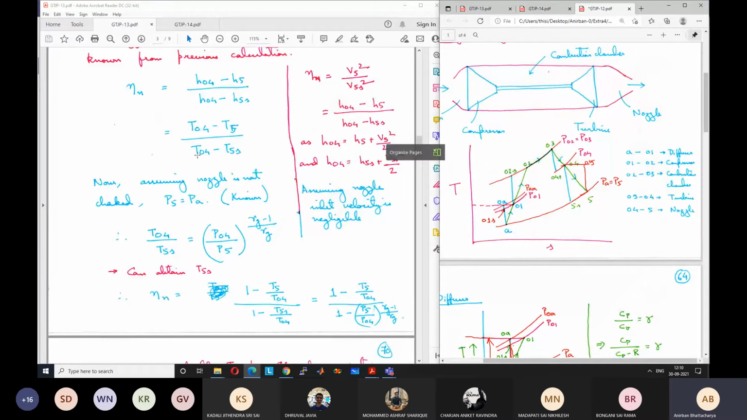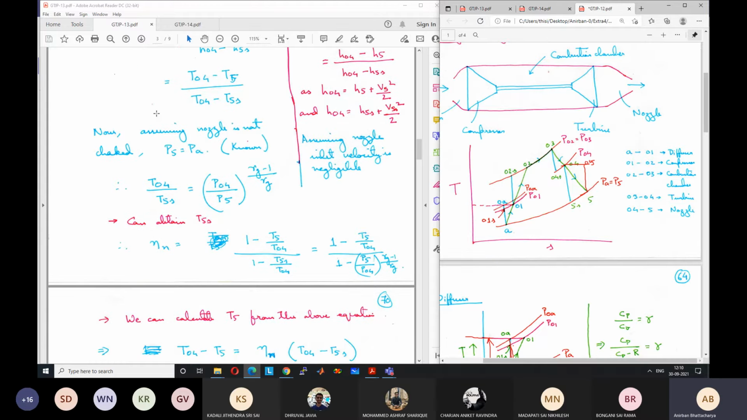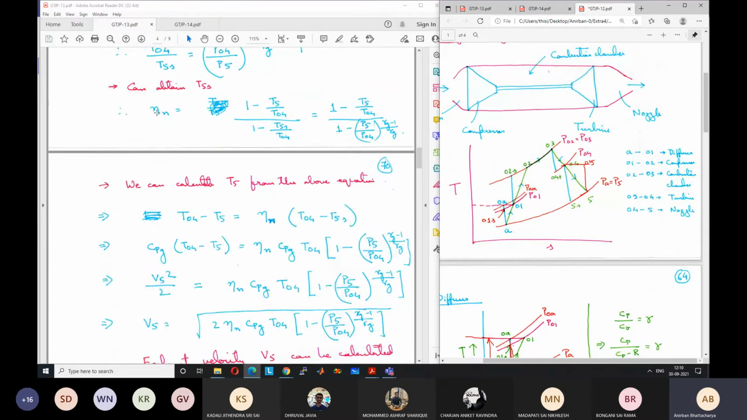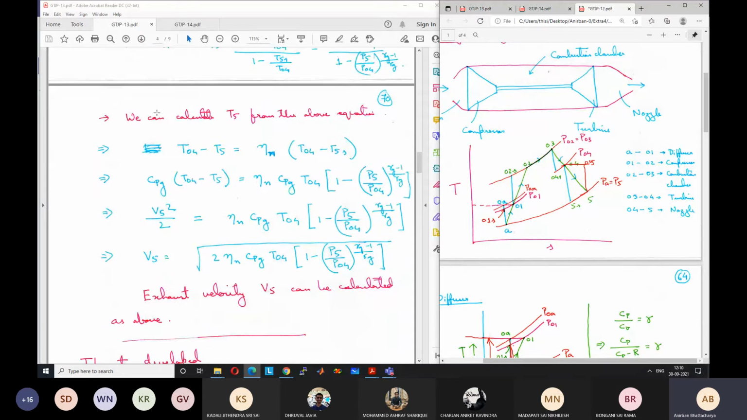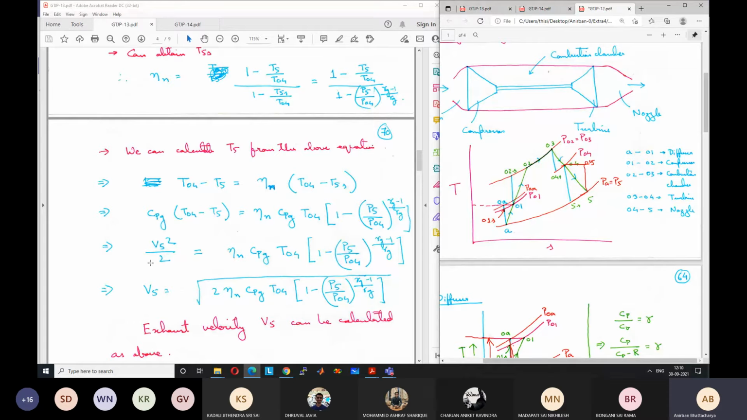Once T5 is known, we can find out the change in kinetic energy that is occurring in the nozzle. V5 square by 2, we had obtained a relation for that: V5 square by 2 is nothing but Cp of gas into (T04 minus T5), the change in enthalpy. That can be represented in expression form like this. It is not needed because we can just calculate numerically and we will get the exit velocity. So this process is very simple, although it looks like a complicated expression here. When calculating, it is actually very simple.